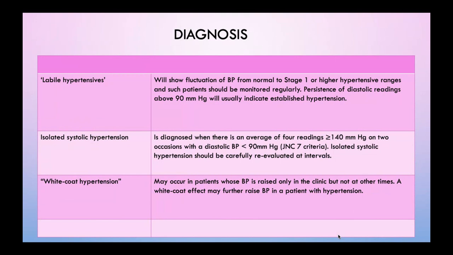Then there's isolated systolic hypertension. This is diagnosed where there's an average of 4 readings greater than or equal to 140 on top, and on 2 occasions with a diastolic blood pressure of less than 90 millimeters of mercury. Isolated systolic hypertension should be carefully re-evaluated at intervals.